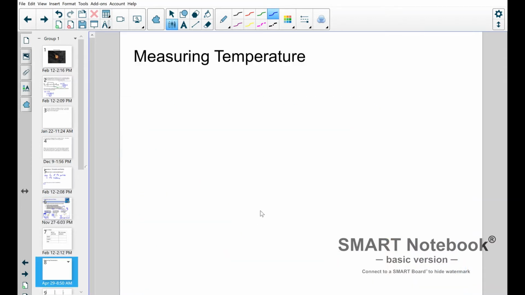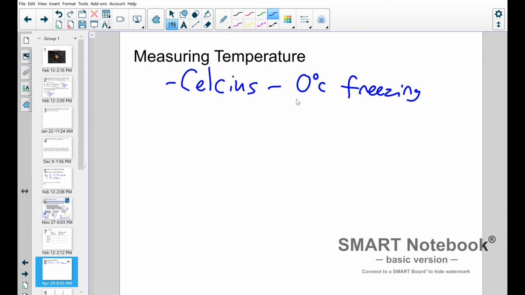So there's a few different scales we use to measure temperature. We've probably heard of most of them at this point. Celsius is the one with which we're most familiar because that's what we use in the metric system and for our weather. This is based on the physical properties of water, where 0 degrees Celsius is the freezing point and 100 degrees Celsius is the boiling point.